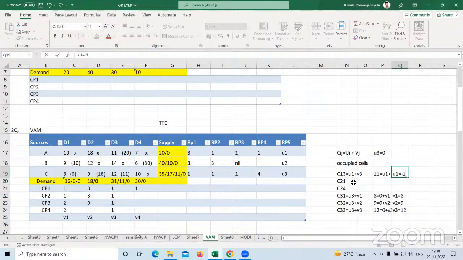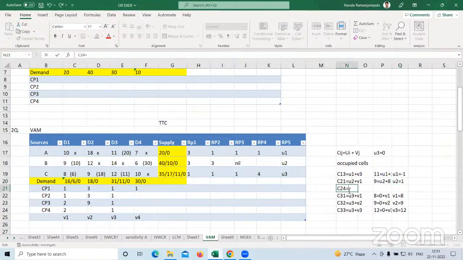Right. So similarly, here C21 is U2 plus V1, where we know the V1 value. So we can take it into consideration. 21 cost is actually 9. 9 equals to U2, which we don't know, and we need to find out, plus V1 value we got as 8. If you substitute 8 in the place of V1, U2 value we are getting as how much? Plus 1. Am I right or wrong?